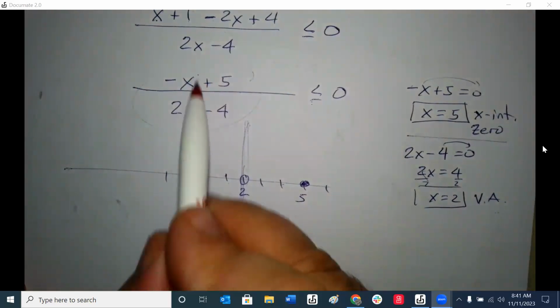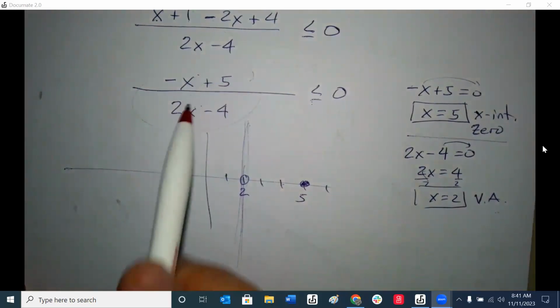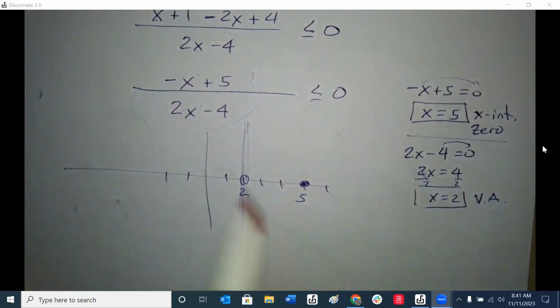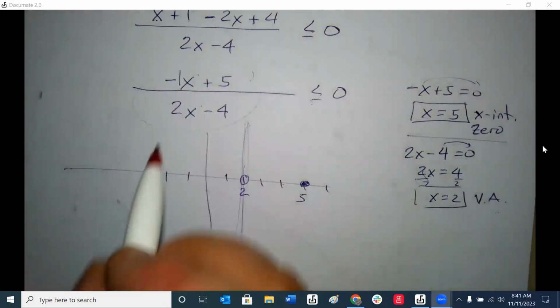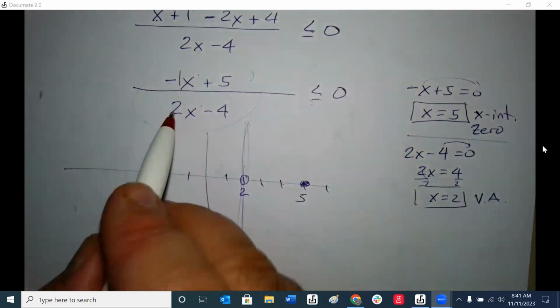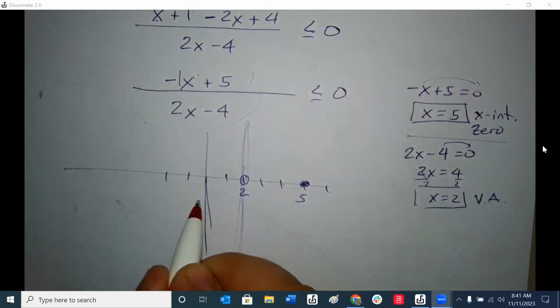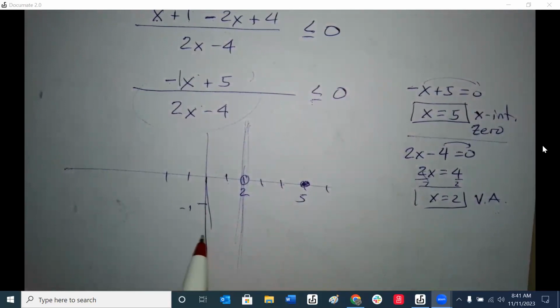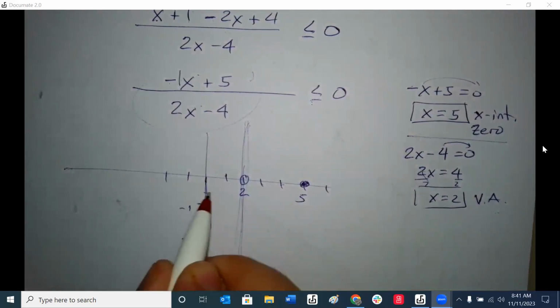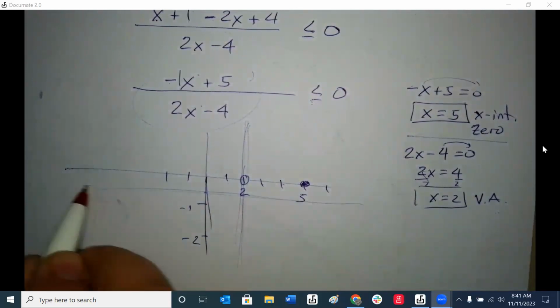Since the degrees of the leading terms are both 1, I just take the coefficients. My horizontal asymptote is negative 1/2. So my horizontal asymptote goes through here.